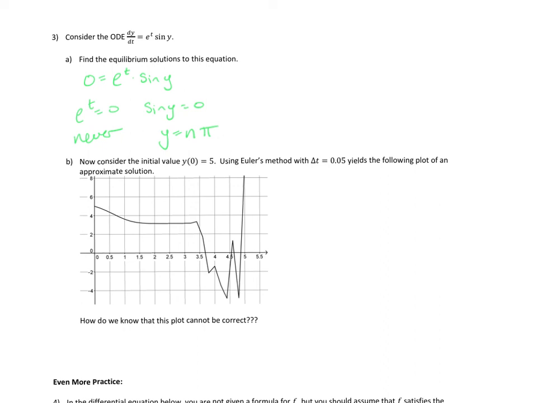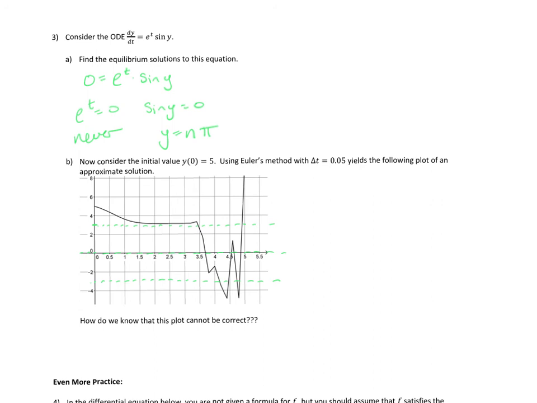Now, if we were to have used Euler's method using an initial condition of y(0) equals 5 and a step size of 0.05, it yields the following plot of an approximate solution. How do we know that this plot cannot be correct? Well, we know that there are equilibrium solutions at multiples of pi. So at about 3, I have an equilibrium solution. And at -3, an equilibrium solution. And at 0, I have an equilibrium solution. And this plot crosses all of those equilibrium solutions, which I should not be able to do because of uniqueness.